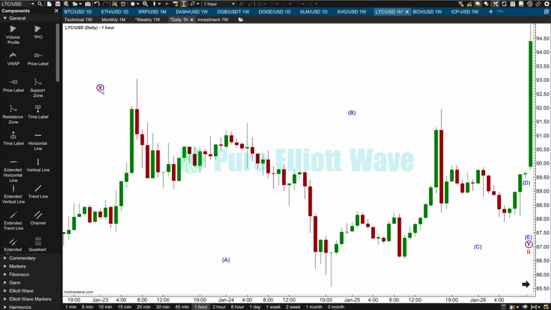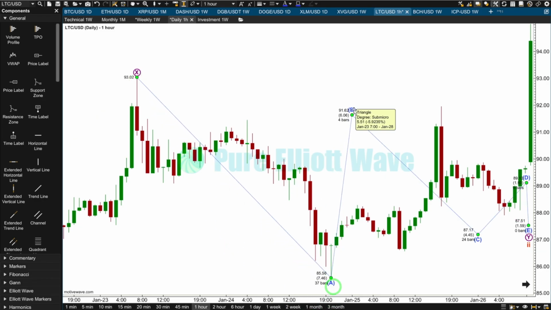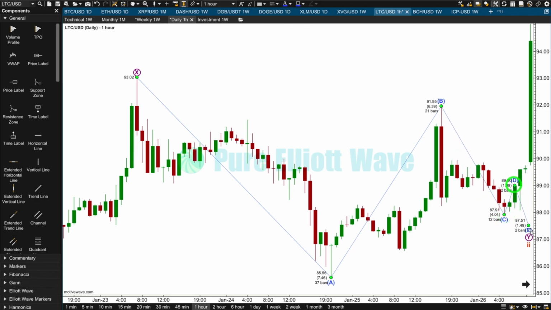Okay, so X would be over here. We'd have A, B, so it's a regular triangle, C, D, and then this wick for E. Yeah, it works, but no, that's a bit forced, I think. I mean, that would meet Elliott wave rules.